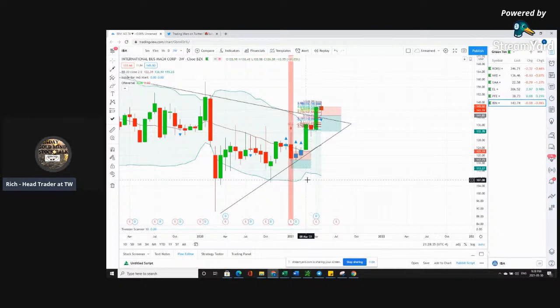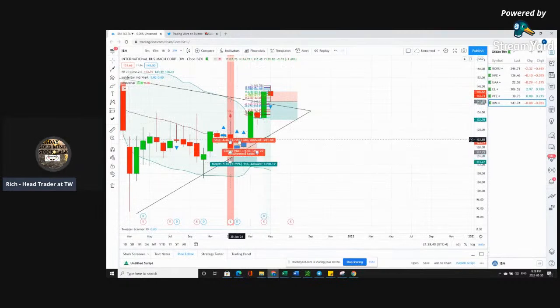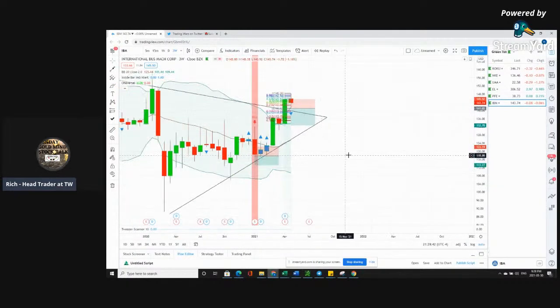Right here, we have an outside bar followed by a double inside bar. Just look how beautiful that is. Take the breakout of that right there. Bam. What's the percentage there? About 20% on IBM. That's huge.